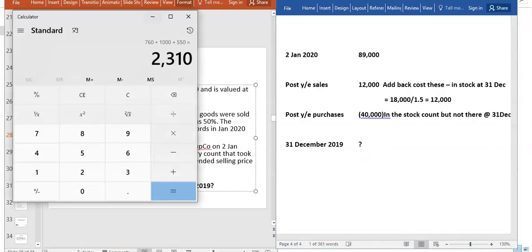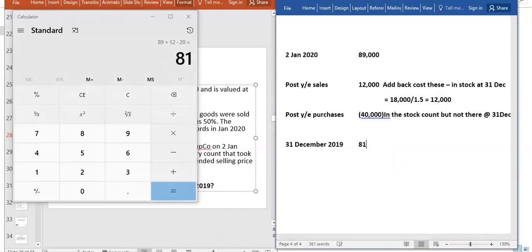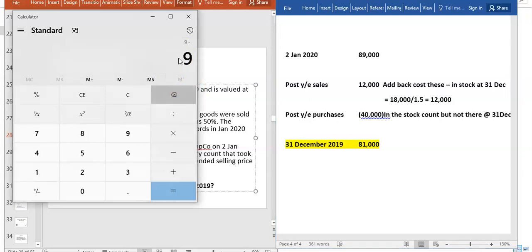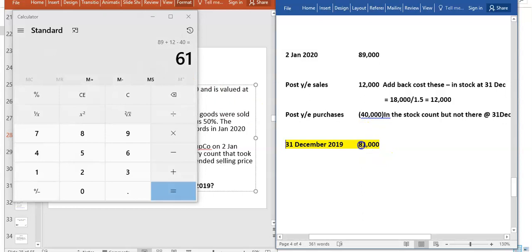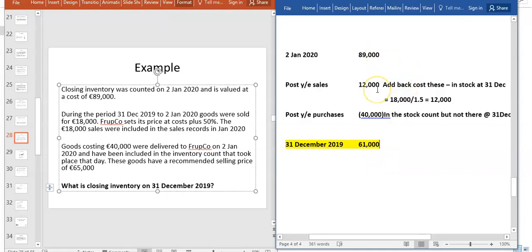So your closing inventory there is 89 plus 12 minus 40, which is 81. 81,000, and that's what's called a rollback procedure. You're rolling it back from a post year end inventory count, 89 plus 12 minus 40. Sorry, that should be 61. I was thinking that was a bit high. So 12 is added back. They were there at the year end, but they've been sold post year end, and purchases are taken away because they're included in inventory. They weren't there at the year end, right? So just be careful there.